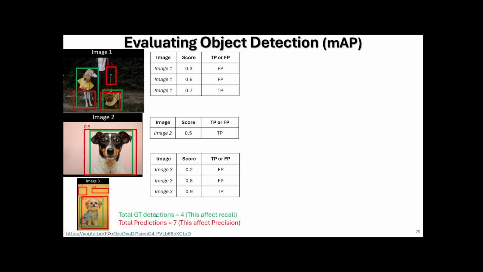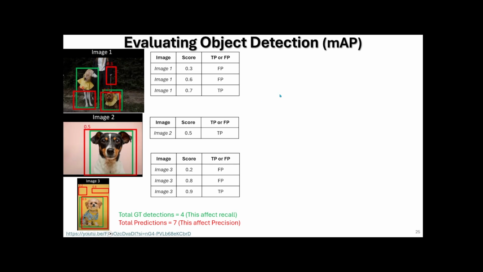So the total number of ground truth detections in this case is 1, 2, 3, 4. This is important because this forms the denominator for the recall calculation. And total predictions, we have 3 plus 1, 4 plus 3, 7. So 7, all the reds here. So this forms the denominator for your precision. Remember that, because precision is nothing but true positives by total number of predictions, and recall is nothing but true positives by total number of ground truth.